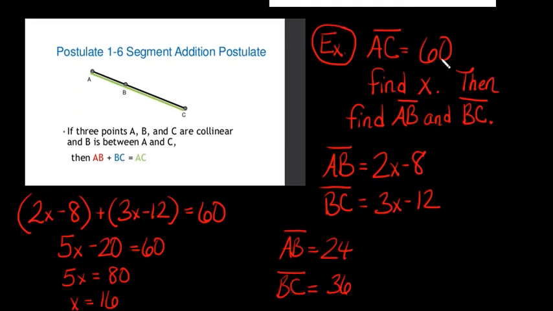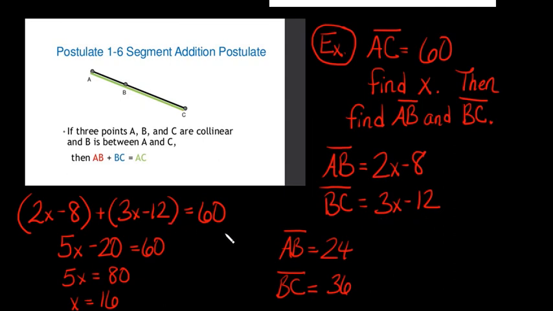You can use that to solve some equations when asked. For example, if I told you that this entire segment AC was equal to 60, and I asked you to find x and then find the length of segment AB and the length of BC. And I tell you that the length of segment AB is 2x minus 8, and the length of BC is 3x minus 12. Well, I know that the entire length is 60, so I can put AB and BC together and set it equal to 60.